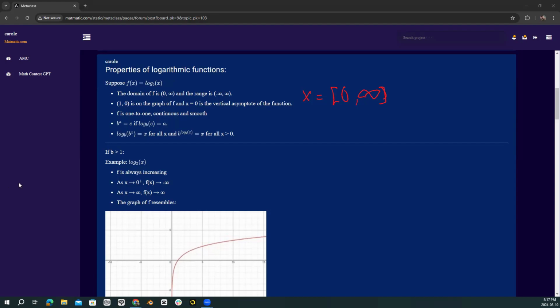And the range is negative infinity to positive infinity. So essentially the output of the x value can range anywhere between negative infinity and positive infinity.